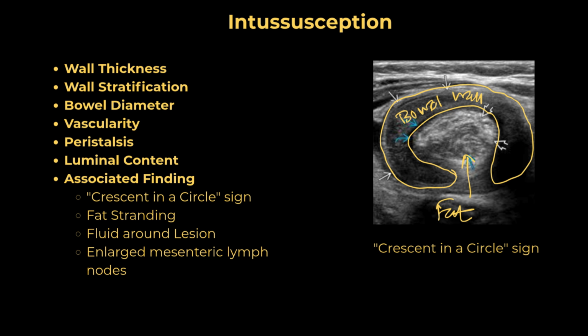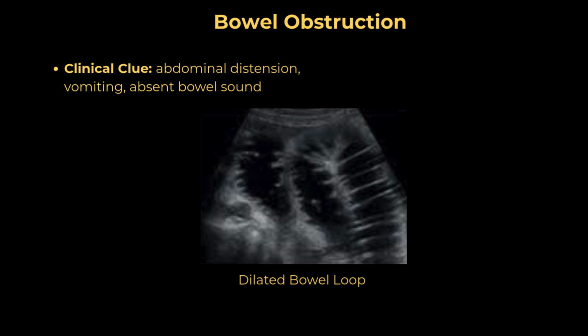It appears as an eccentrically located hyperechoic area within the rings, specifically representing the fat of the mesentery being pulled into the intussusception. Enlarged mesenteric lymph nodes are often seen. They may be trapped within the bowel layers, especially in ileocolic intussusception. Patients usually present with abdominal distension and vomiting. Bowel sounds may be absent. Wall thickness is usually normal. It may appear thin due to stretching.